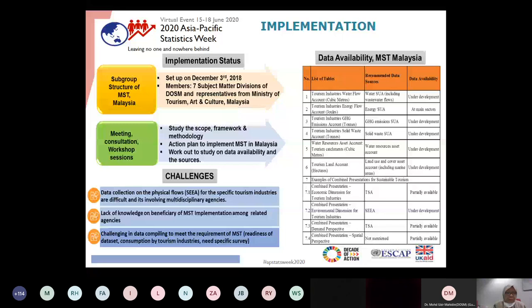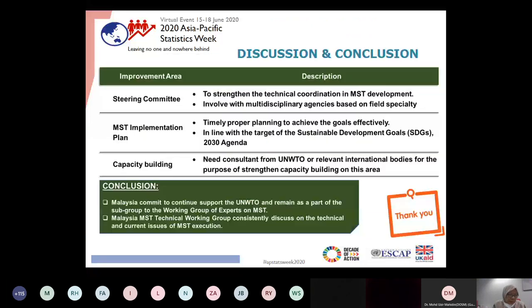And also to improve the status, we have a steering committee to strengthen the technical coordination in MST development, involving multidisciplinary agencies based on field specificity. For the MST implementation plan, we do proper timely planning to achieve the goals effectively in line with the target of the Sustainable Development Goals SDGs agenda.